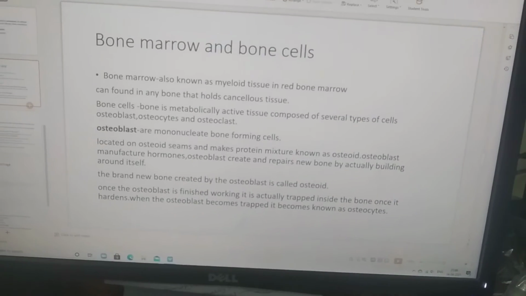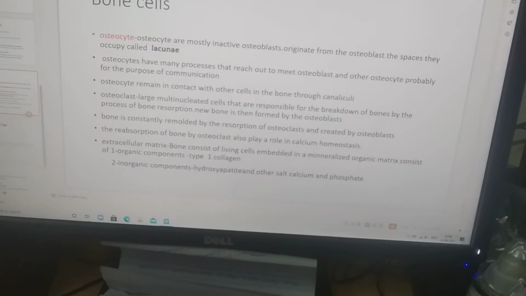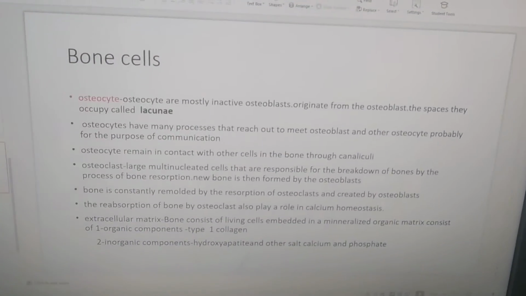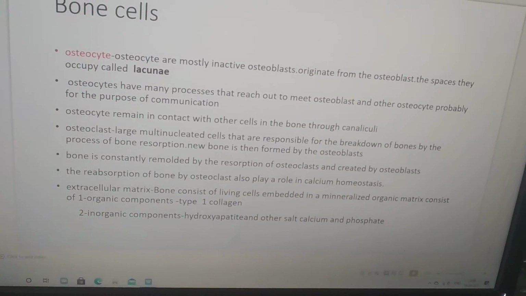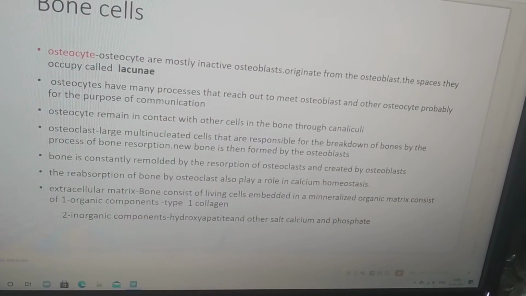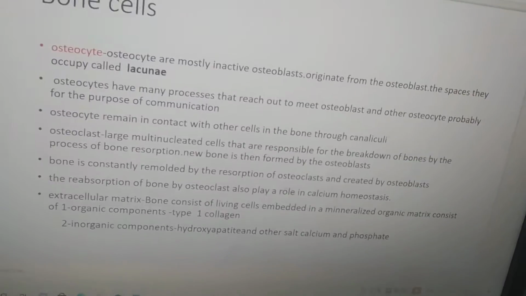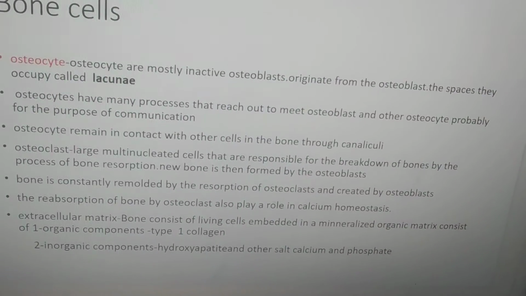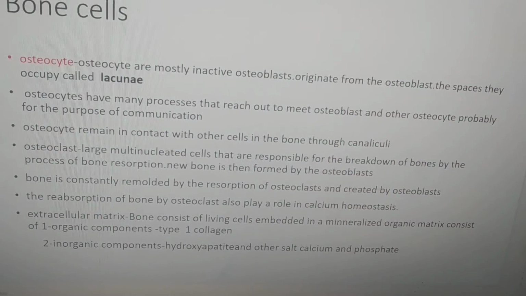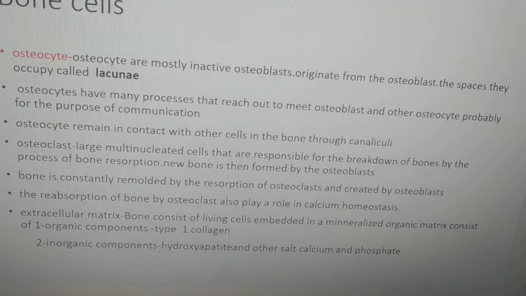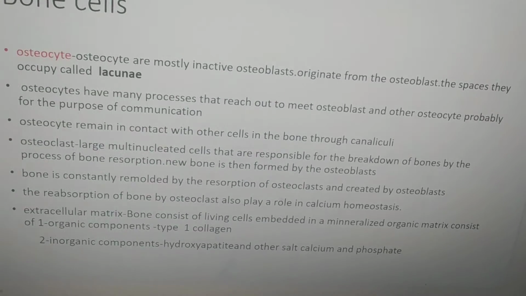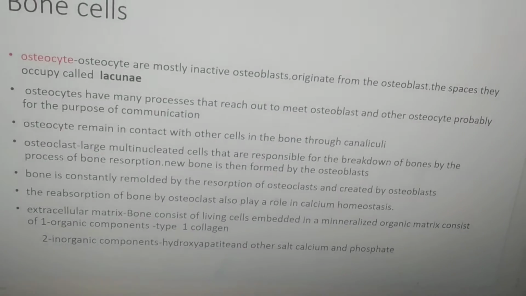Then we turn towards the osteocyte. Osteocytes are mostly inactive osteoblasts. Osteocyte means an inactive osteoblast. They originate from the osteoblast, and the spaces they occupy are called lacunae.